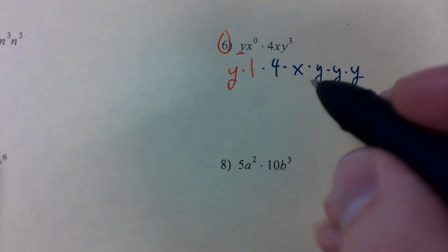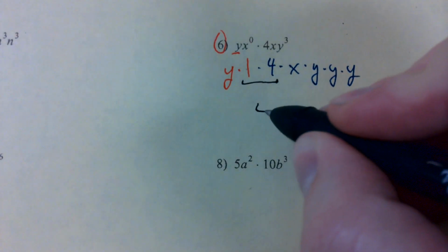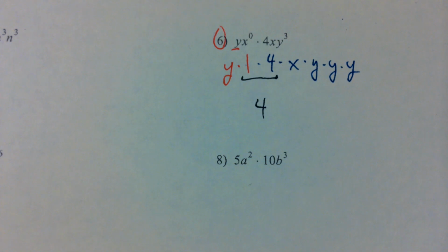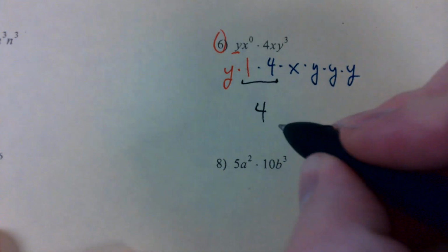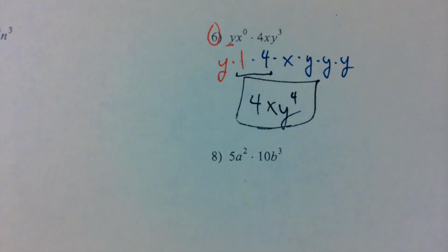So 4 times 1 as our coefficient gives us what? 4. How many x's do we have total? Just one of them. And how many y's? 4. 4x y to the 4th.